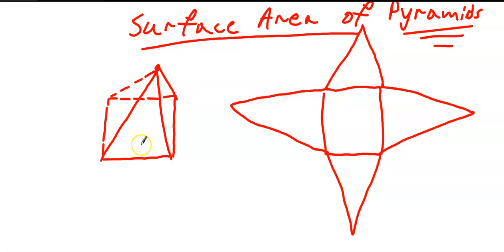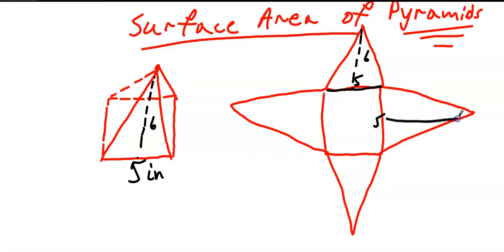So let's say you were told this is a square pyramid and the base of it is 5 inches, 5 inches, and the height of the triangle going up like this, the height of the triangle, let's say it was 6 inches. So here I would draw it the same way. The base here is 5 and the height going up like that is 6. The same thing here, it's 5 by 6, and the same thing here, 5 by 6, and the same thing here, 5 by 6.